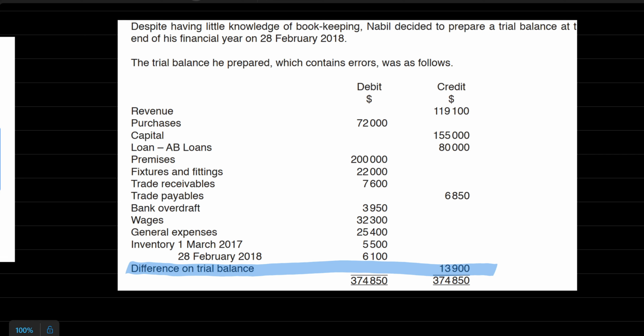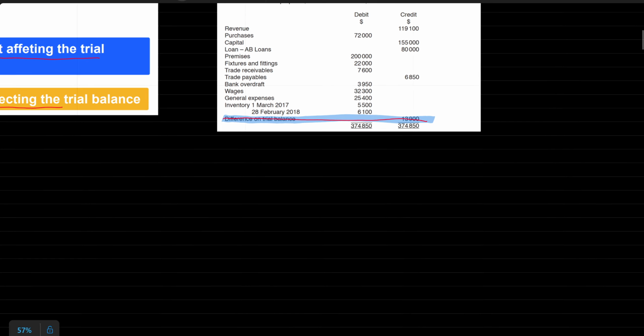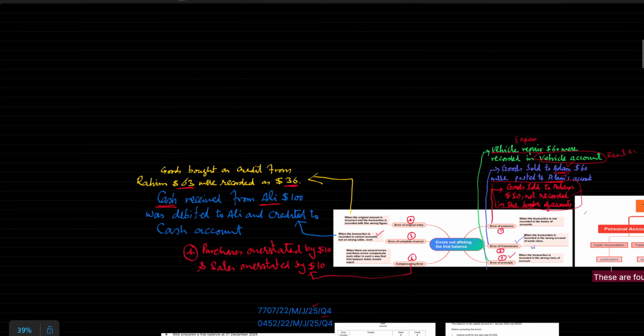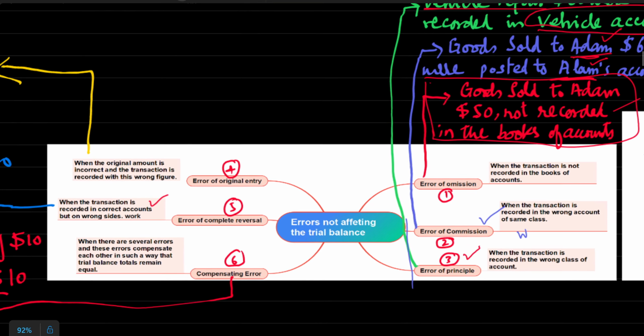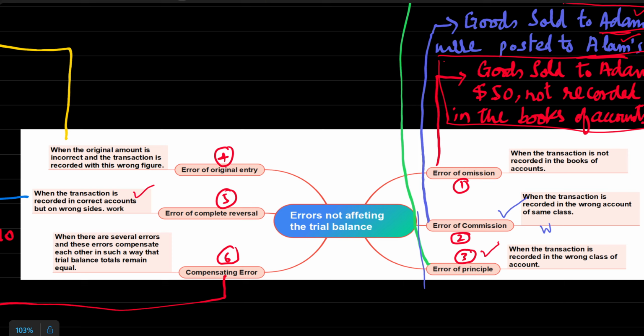And if the totals are the same and there is no difference but still there are some errors, that means these are the errors which do not affect the trial balance agreement. These types of errors which do not affect the trial balance are difficult to trace out. Those errors which do not affect the trial balance agreement are error of omission.